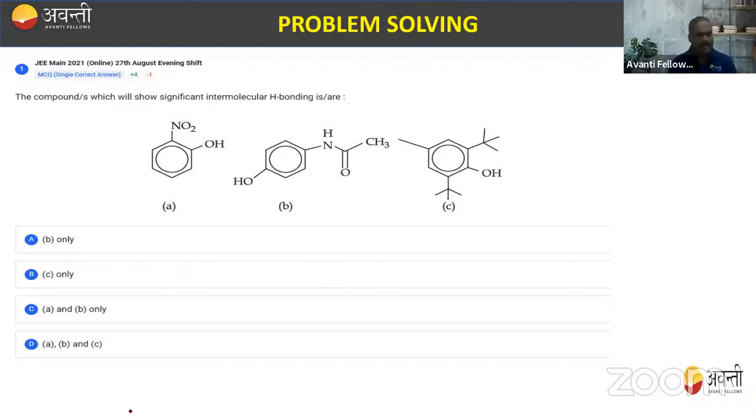So in case of A, it shows intramolecular hydrogen bonding, between two different atoms. So we can say that A shows intramolecular bonding, so this is not the correct option.